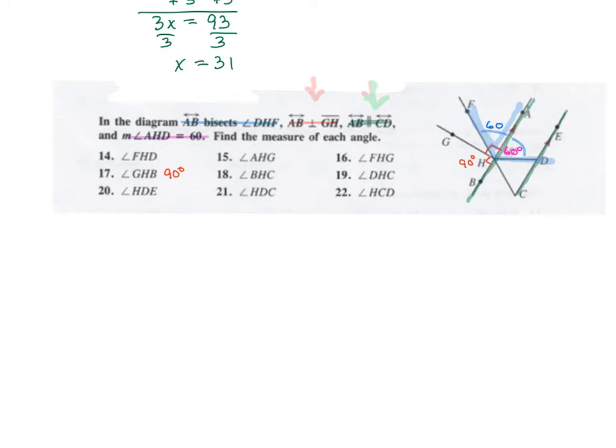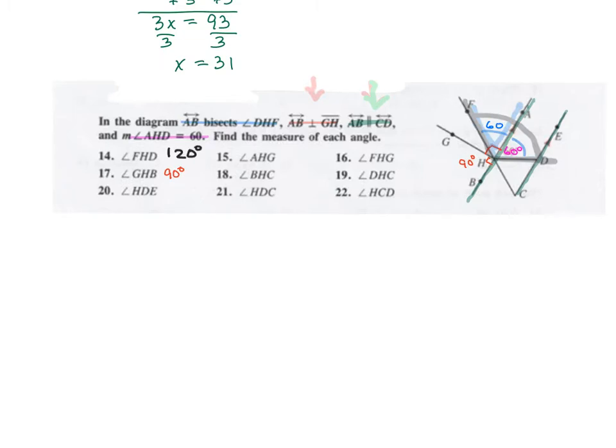Okay, so when I have something that looks like this and it's asking for a lot of different pieces, sometimes I take the time to fill in the whole picture, or you could do it step by step. Now, the first thing it wants me to find is FHD. And if you come over here, FHD goes from F to H to D, and you can see that it's made up of 60 plus 60, and that's going to be 120.